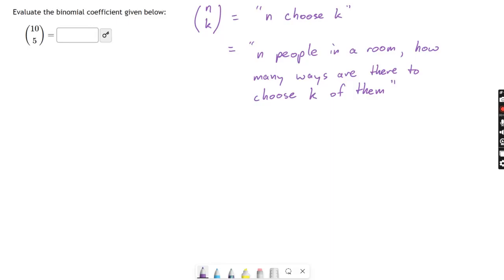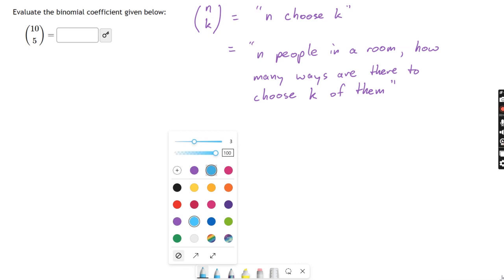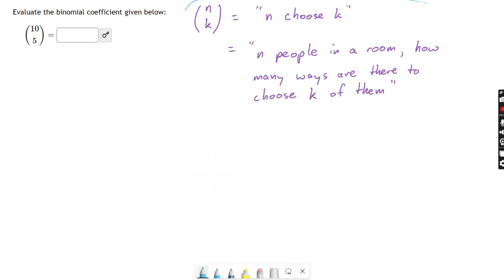We're told in this problem to calculate the binomial coefficient 10 choose 5. And you can see over here on the right side, I've given you some ways to interpret what this weird symbol means, this n over k. It's not a fraction. It means n choose k. Or in other words, there's n people in a room. How many ways are there to choose k of those people? This is called a combination.